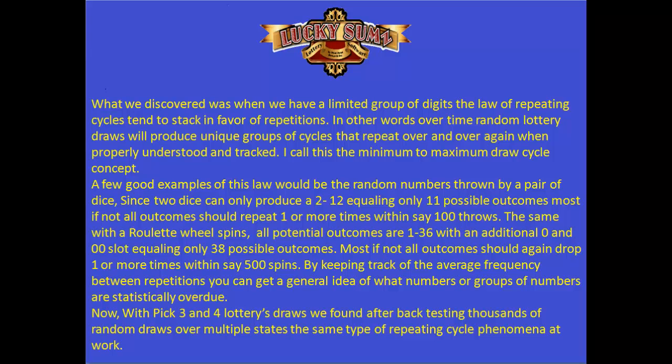By keeping track of the average frequency between repetition to repetition, you can get a general idea of what numbers or groups of numbers are statistically overdue. Now, with Pick 3 and Pick 4 lottery draws, we found after backtesting thousands of random draws over multiple states, the same type of repeating cycle phenomena at work.